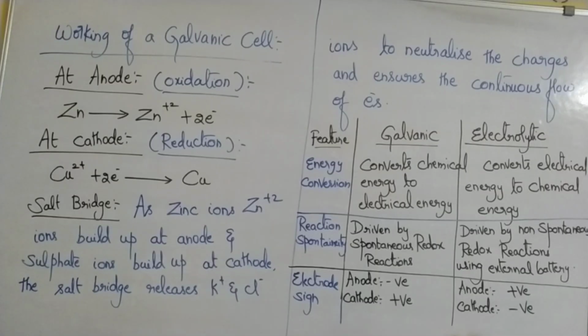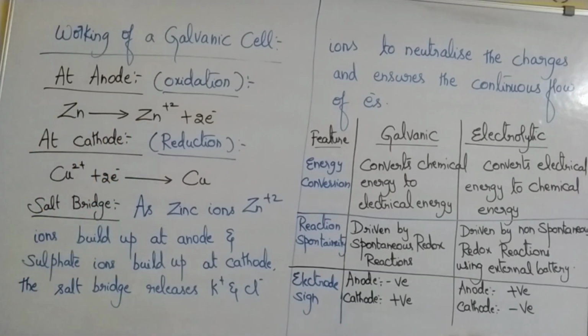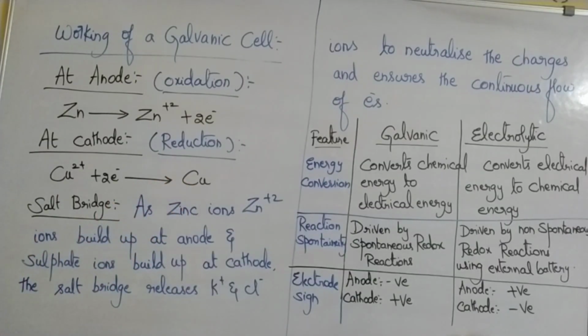At the anode, oxidation takes place. Oxidation means loss of electrons. So zinc loses 2 electrons and forms Zn2+ ions. At the cathode, reduction takes place. So the copper ions take electrons and get deposited on the cathode as copper deposit.